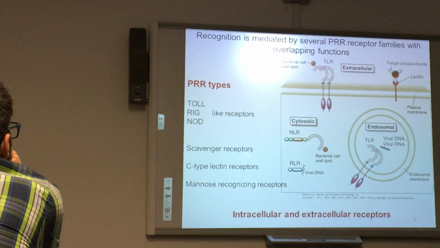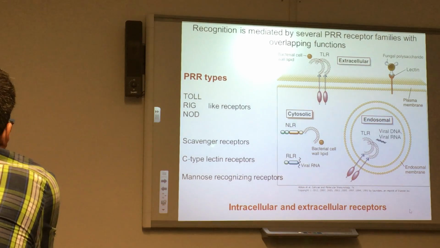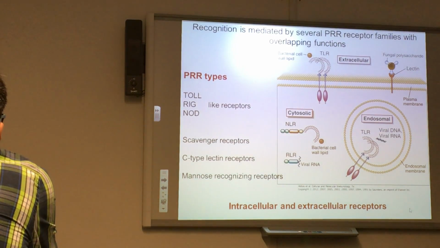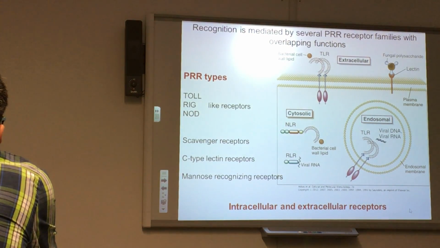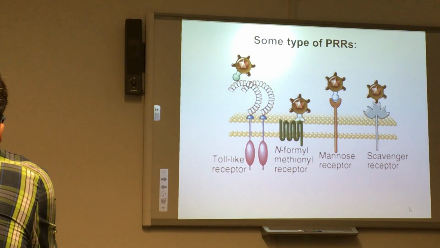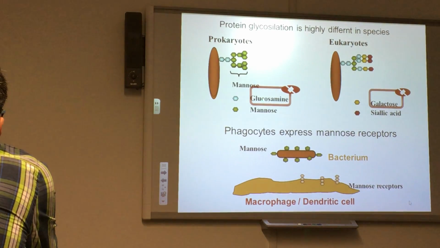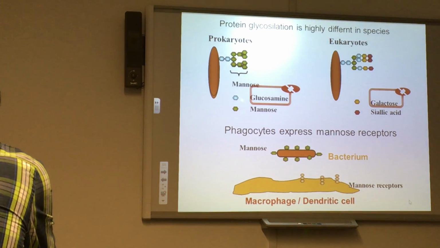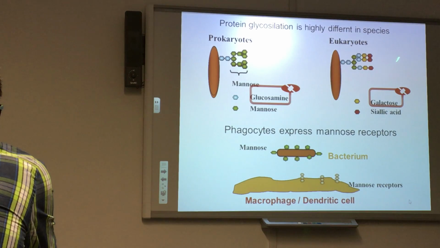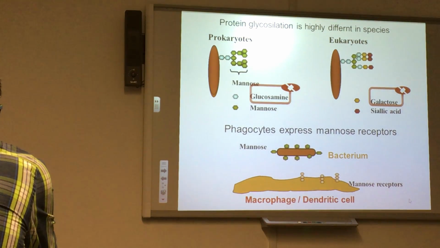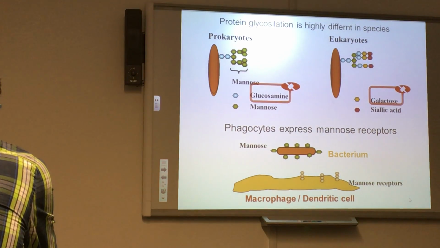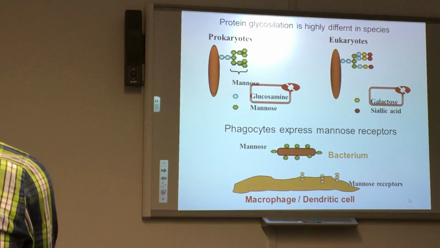Lectin receptors, what is lectin? It's a molecule which recognizes sugar molecules. Okay, so it's proteins which recognize sugar. Prokaryotes are fond of utilizing mannose. Eukaryotes never use it, or use it, but very few of them and in a hidden position. So if a receptor recognizes mannose, it means that it recognizes prokaryotes.